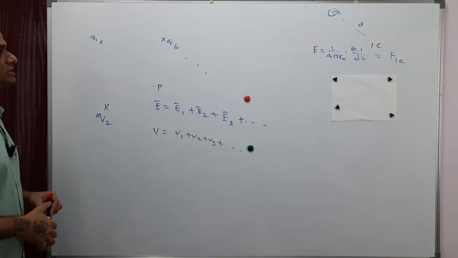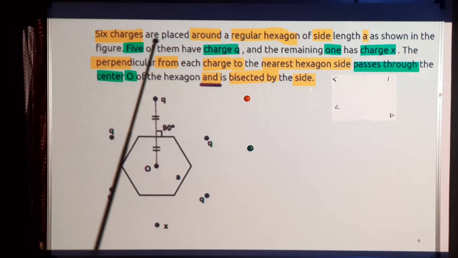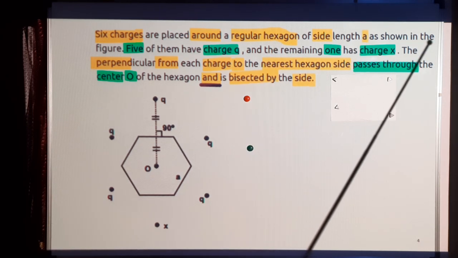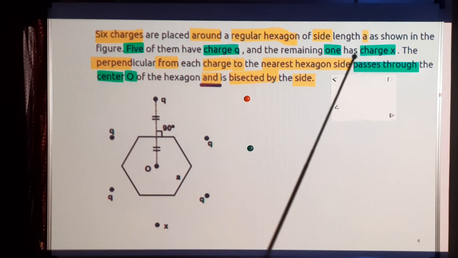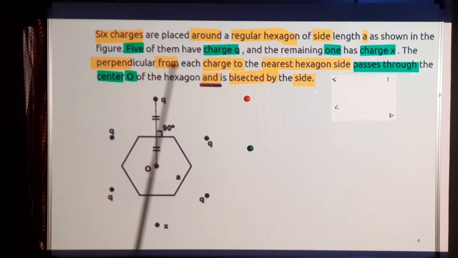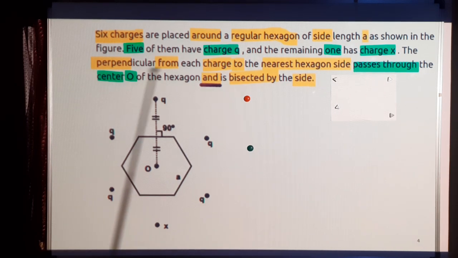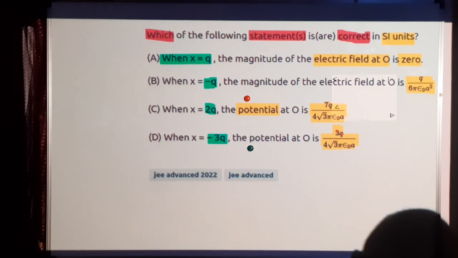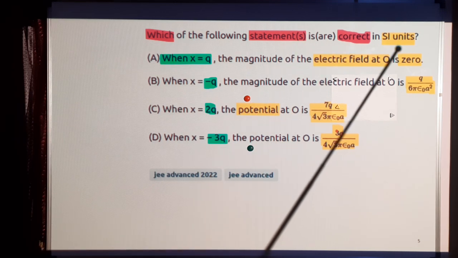With this understanding, you can solve this JEE Advanced PYQ. This is the question. 6 charges are placed around a regular hexagon of side length A as shown in the figure. 5 of them have charge Q and the remaining one has charge X. The perpendicular from each charge to the nearest hexagon side passes through the center O of the hexagon and is bisected by the side. Which of the following statements are correct in SI units?